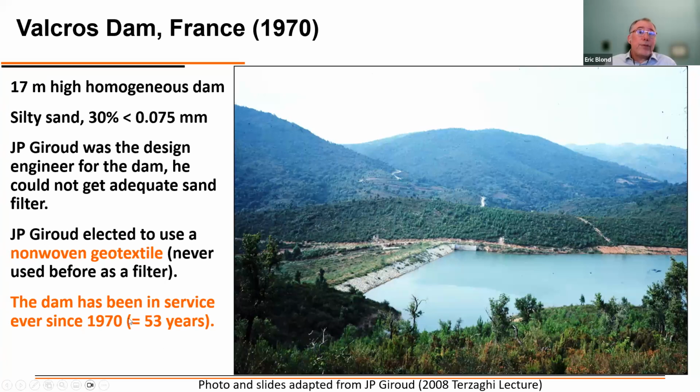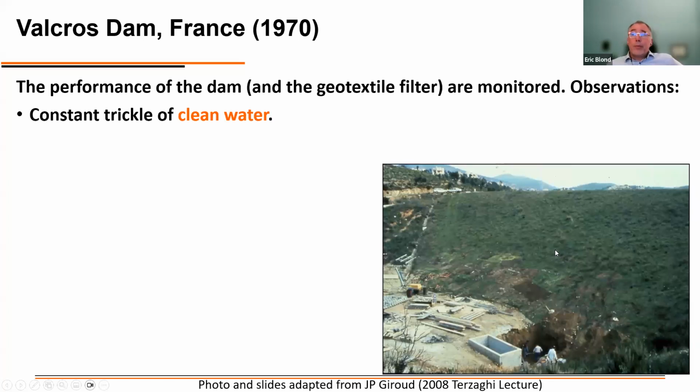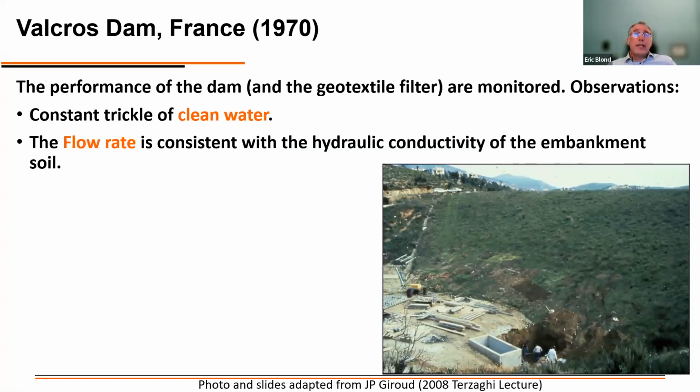The dam has been in service since 1970, so that means it's already 53 years old and still in place and still in good condition so far. This dam, of course, is monitored, and so is the geotextile filter. What has been observed? Constant trickle of clean water.